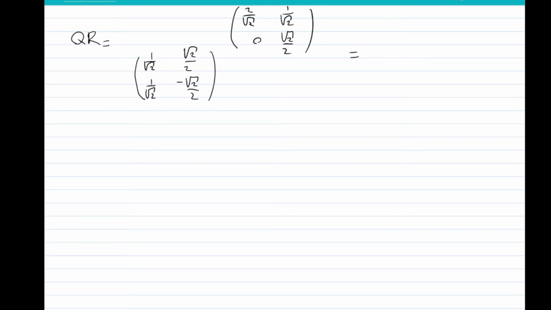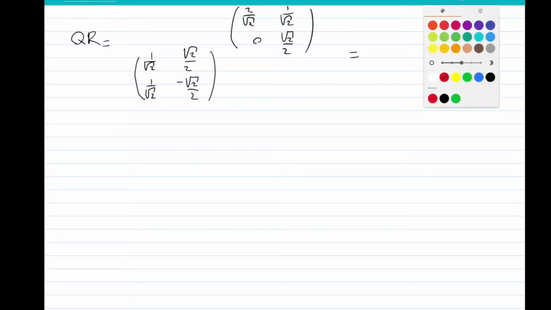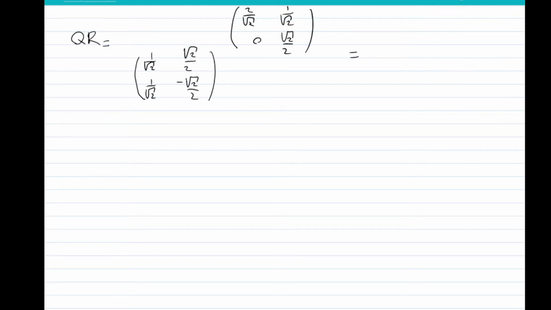And to get my result, I simply need to go down. Let me use the color. I can match this row with this column to get the 1-1 entry. And then I can match this first row with this second column to get the 1-2 entry, and so on and so forth. So you can see what's happening. This is how we learn to do it when we're students. So when I'm doing this, I get 2 over square root 2 times 1 over square root 2. So that's 2 over square root 2 squared.